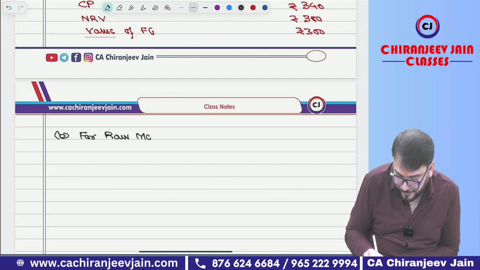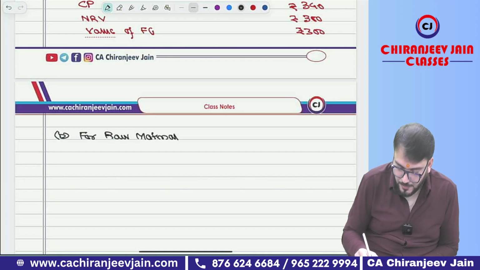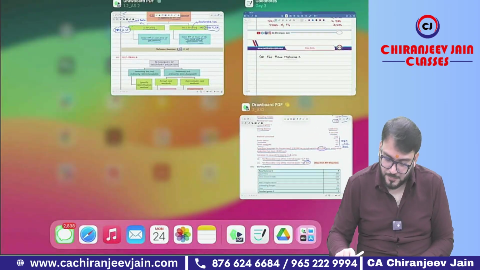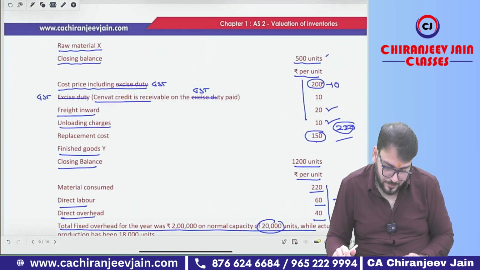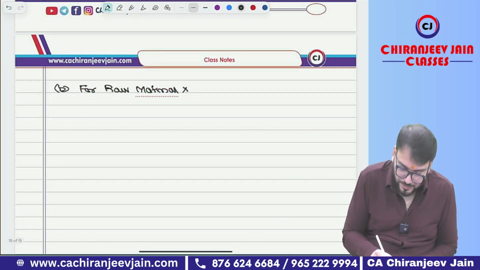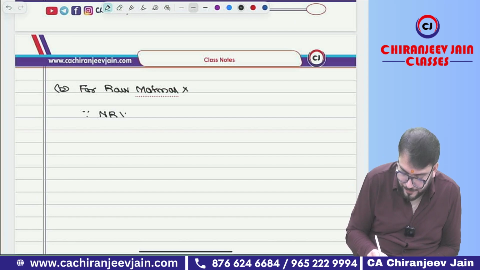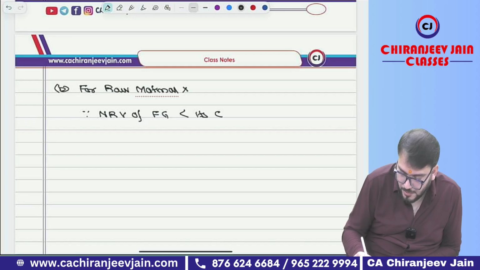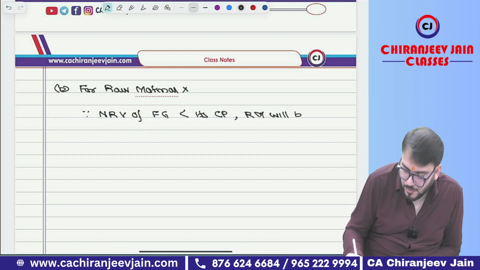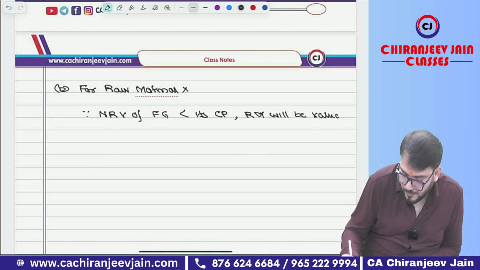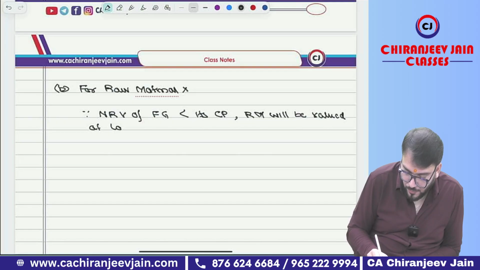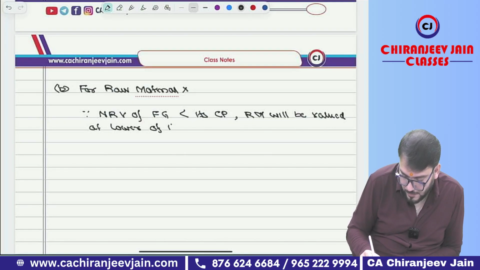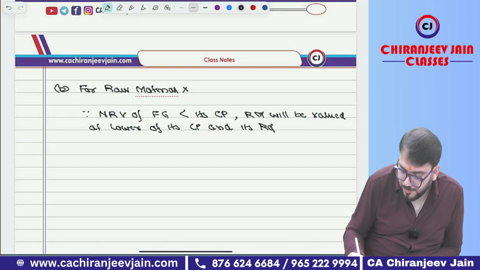For raw material X, this is X only. Since the NRV of finished goods is less than its cost price, raw material will be valued at the lower of its cost price and its replacement cost.